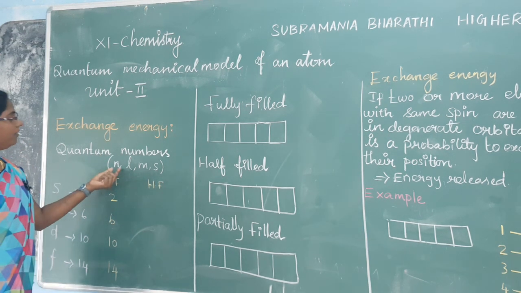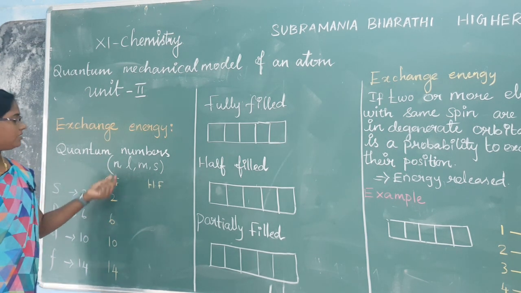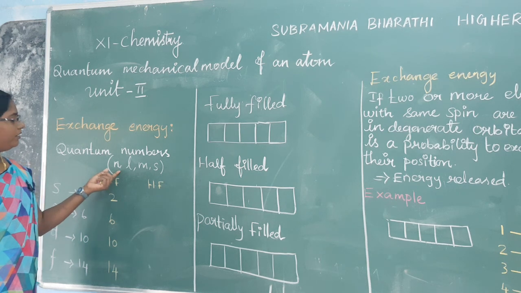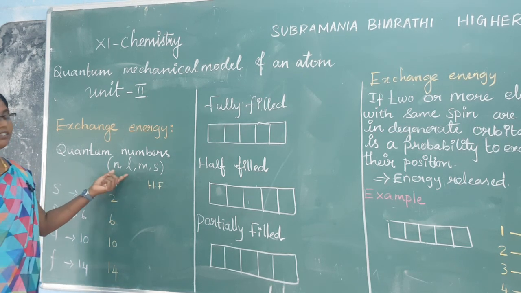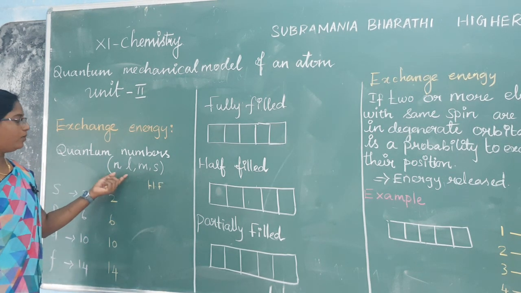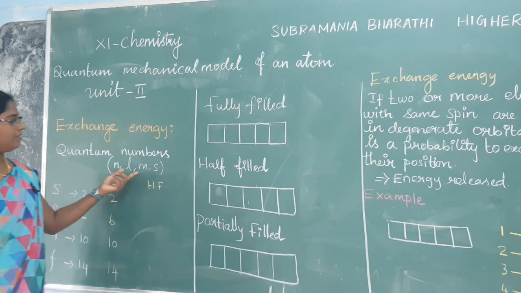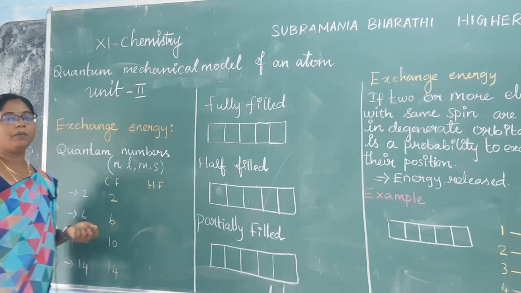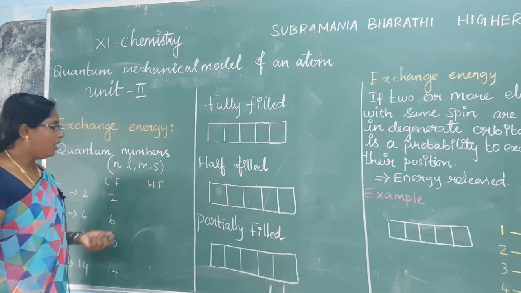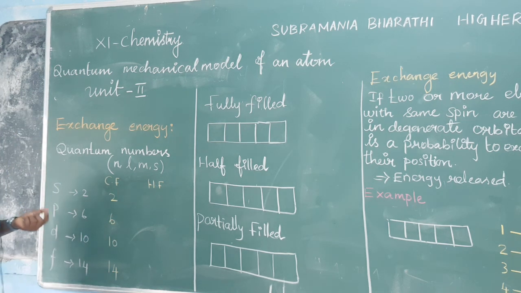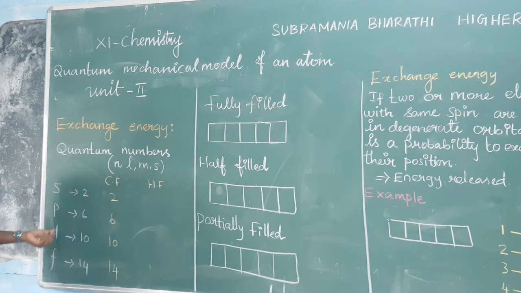We know that we have 4 quantum numbers: the principal quantum number, denoted as n; the azimuthal quantum number, denoted as l; the magnetic quantum number, denoted as m; and the spin quantum number, denoted as s. And also we know about the orbitals. We have 4 orbitals: s orbital, p orbital, d orbital, and f orbital.